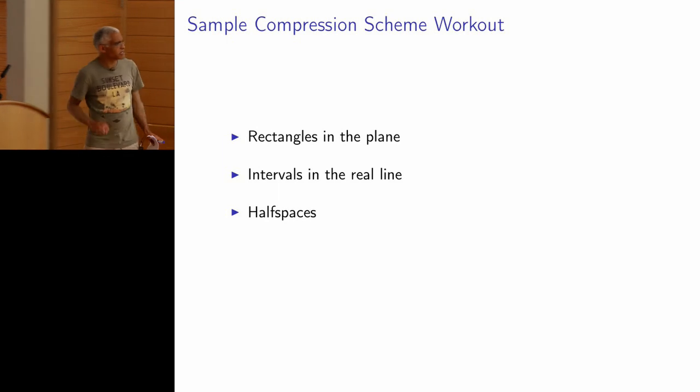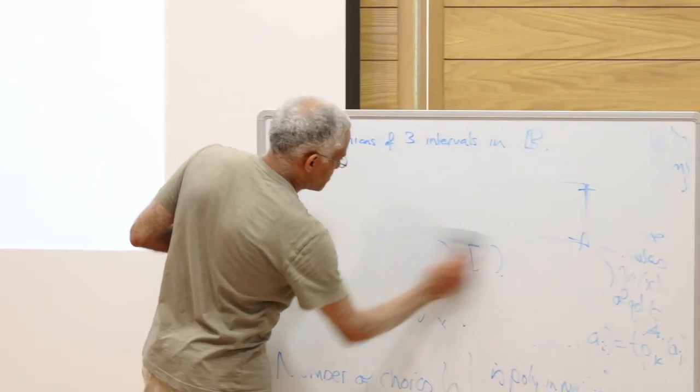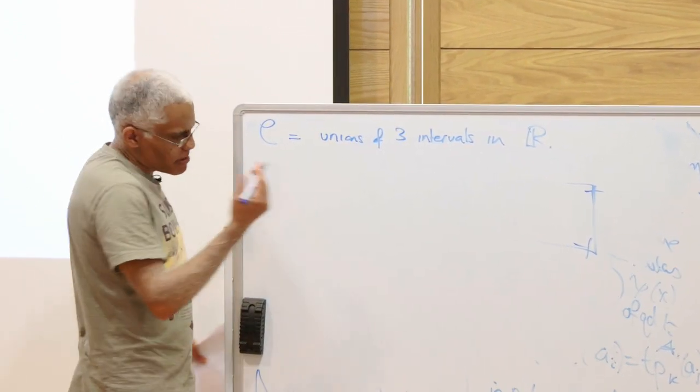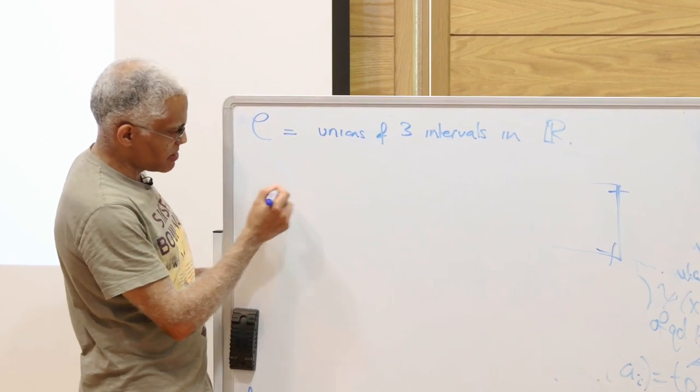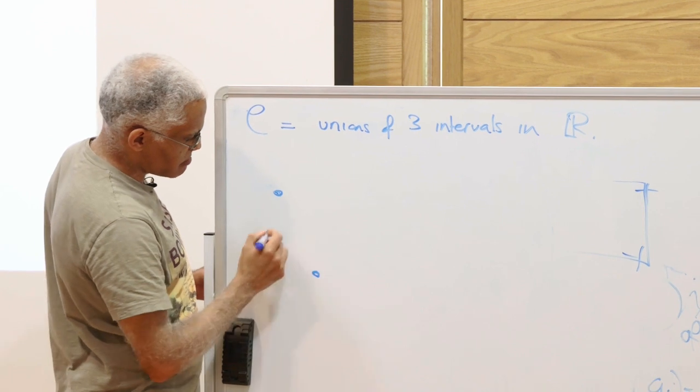Half spaces are maybe a bit more non-trivial. I've got, say, again in the plane, since that's the only thing I can draw, some points in the plane that are labeled according to some half space.